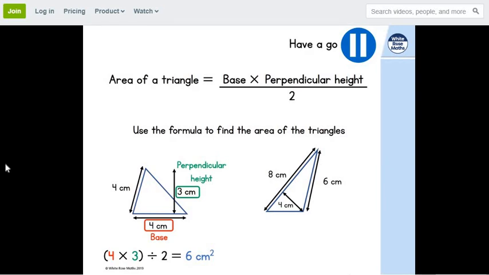The one on the right is quite tricky. In this case, the 8 centimetres is the base, and 4 centimetres is the perpendicular height. It's at a 90-degree angle to the base, and it goes to the height of the triangle. So my calculation would be 8 times 4 divided by 2, which is 16 centimetres squared.